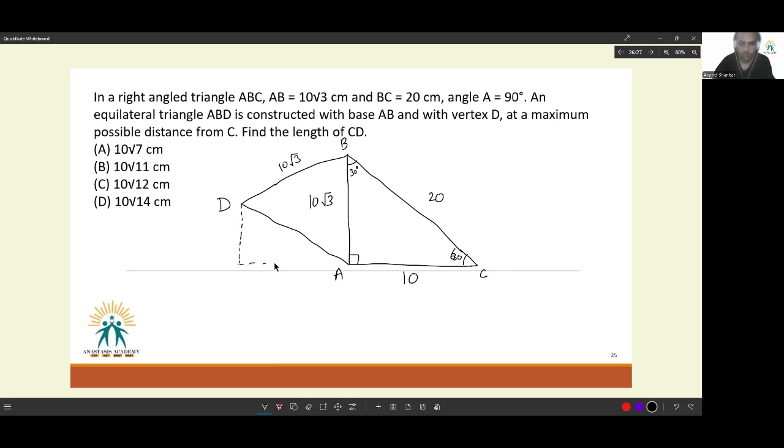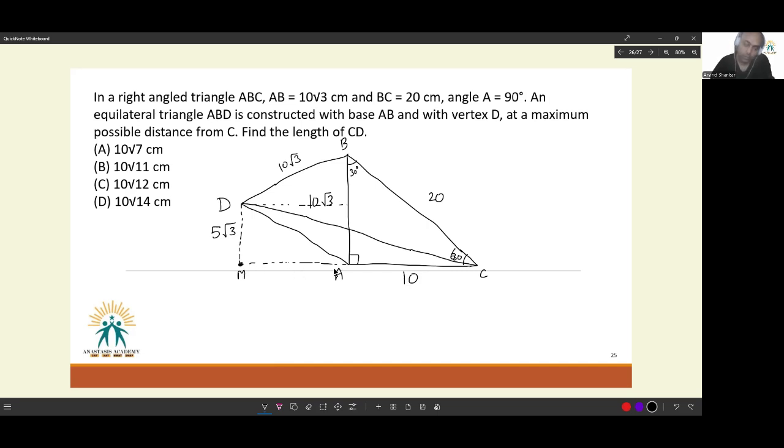If I'm looking for length of CD, I will need to figure out this. Let's call this point M. Now DM will be half of BA. So this is 5 root 3. This entire length is 10 root 3. DM will be 5 root 3, half of that.